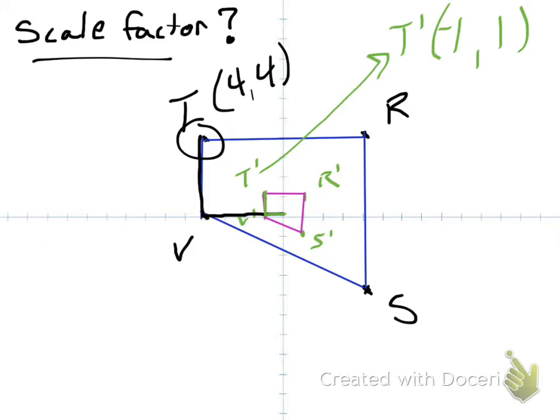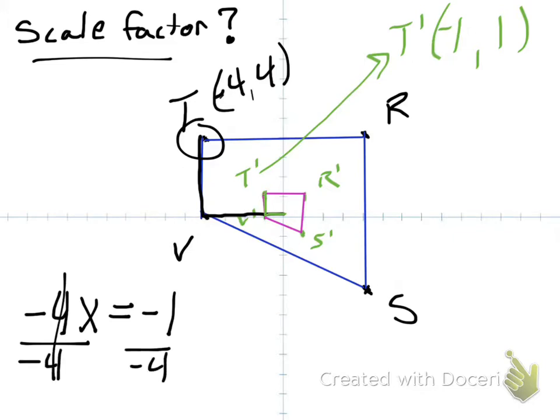Now I keep forgetting these negatives. I don't know why. But they're negatives because I went over to the left. Now how did I get from negative 4 to negative 1? Or how did I get from 4 to 1? You get to figure that out. And this is how you would do it. I went from negative 4 times something gives me negative 1. I divide by negative 4 on both sides, and I get x is equal to negative 1 divided by negative 4, which is a positive 1/4.